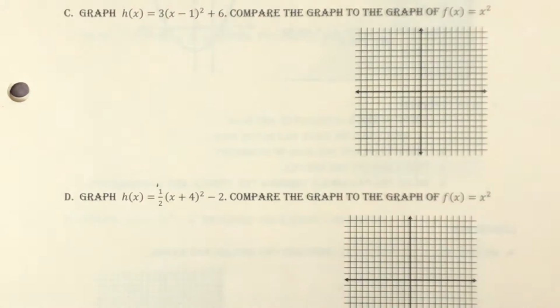Alright guys, so hopefully you did example C and example D. Now I'm going to walk through those with you to make sure that you did it correctly. So starting with example C, we have h of x equals 3 times (x minus 1) squared plus 6.